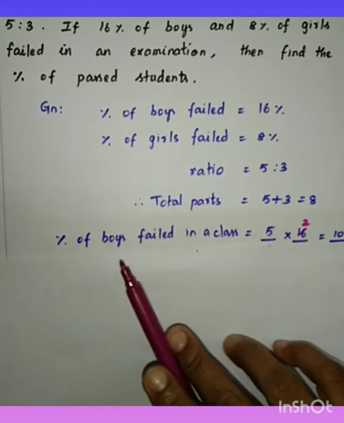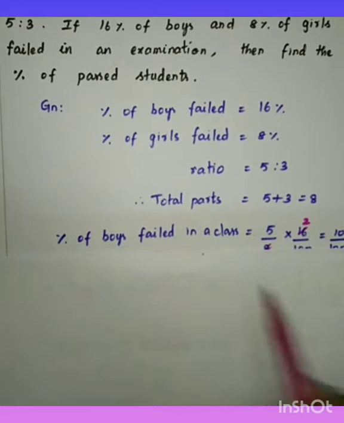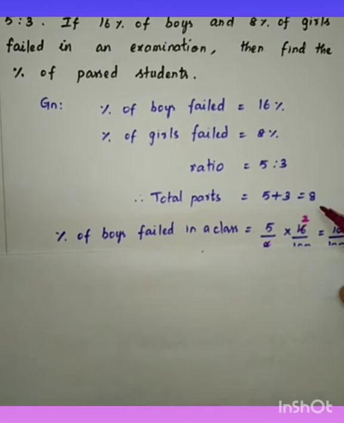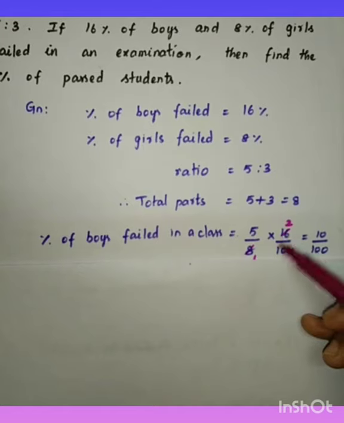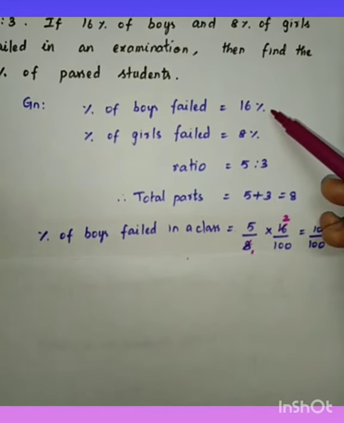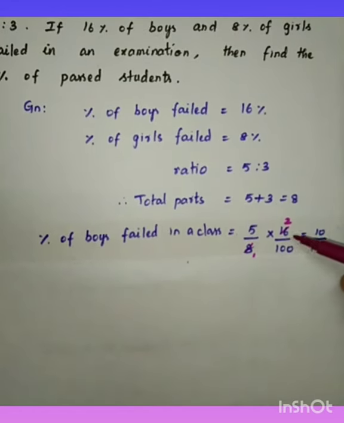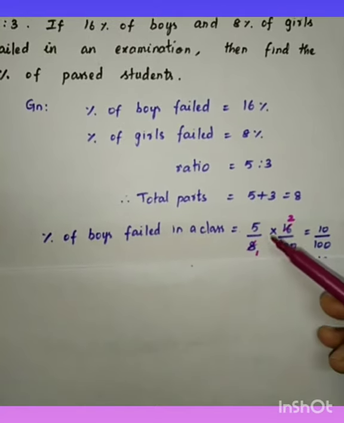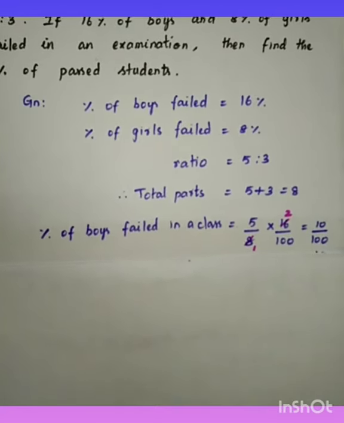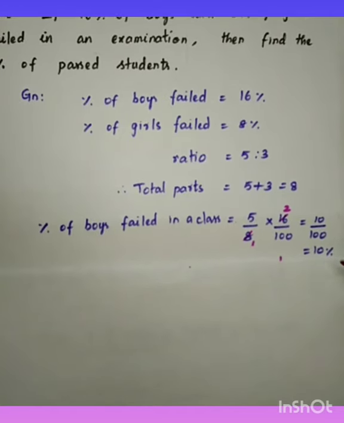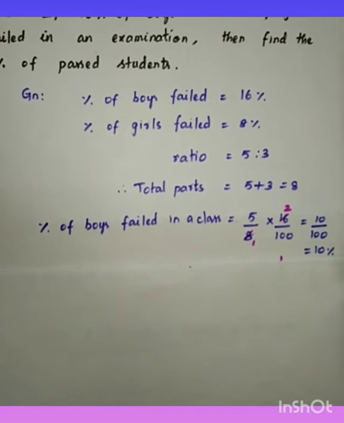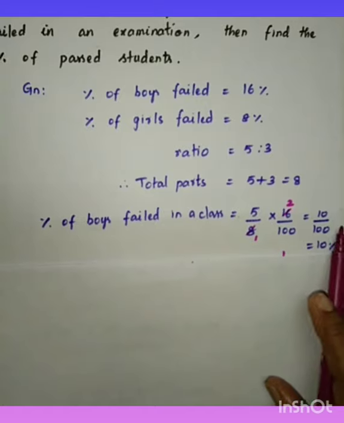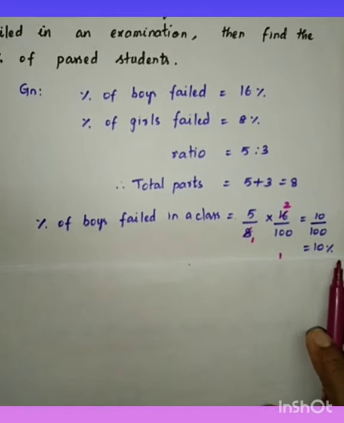So now the percentage of boys failed in the class is 5 by the total parts, that is 5 by 8, into 16%, already given in the question. So we can multiply 16 by 100. 8 ones are 8, 8 twos are 16, and the 5 we also could cancel, but there is no need to cancel because we are going to find the percentage. So the denominator is 100. So 5 twos are 10 by 100. 10 by 100 is 10 percentage.